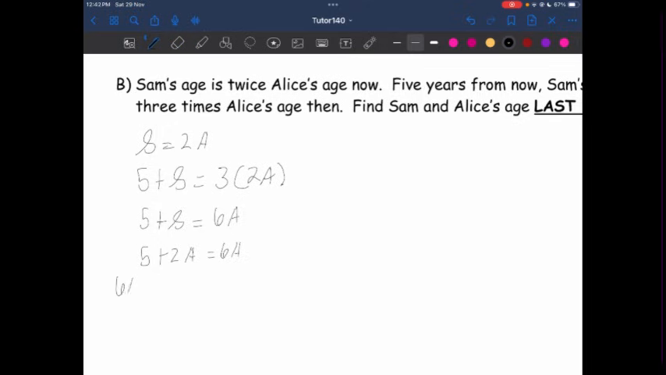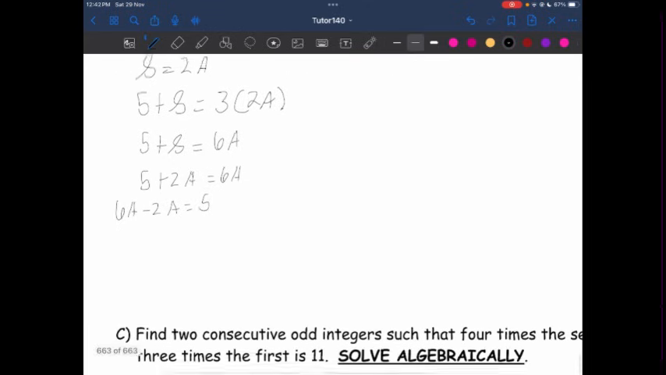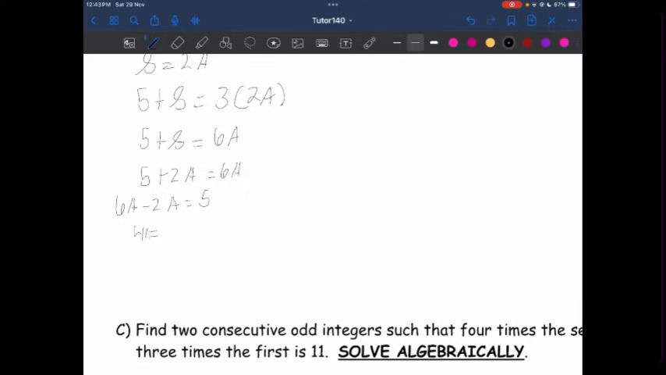Transpose and send the 2A over, so that's 6A minus 2A is equal to 5. Now we have 4A is equal to 5. A is equal to 5/4. So Alice is 1 1/4, or Alice is 1 year 3 months now. So Alice is 1 year 3 months.